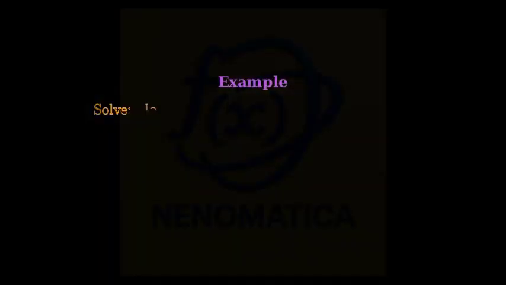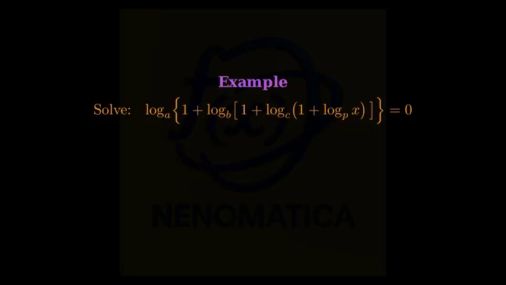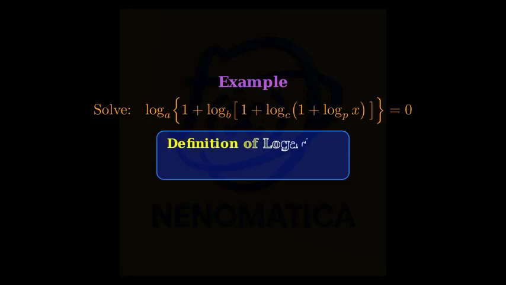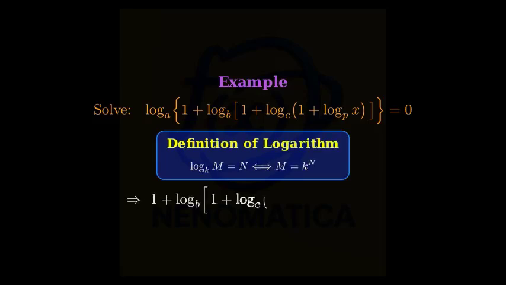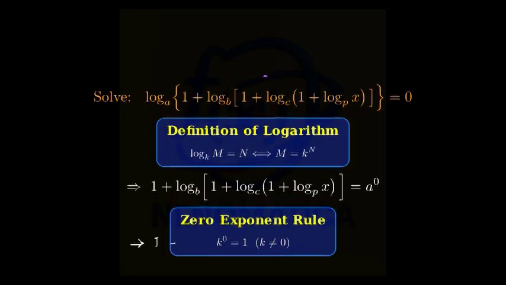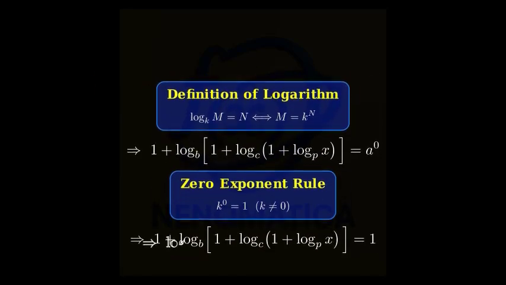Here is the example we will solve step by step. We will keep the work on screen as a vertical chain of implications, so you can track every change. Step 1. If the log base a of something equals 0, then that something equals a to the 0, which is 1. We apply this to the entire curly bracket expression. Since a to the 0 is 1, the left-hand expression must equal 1.